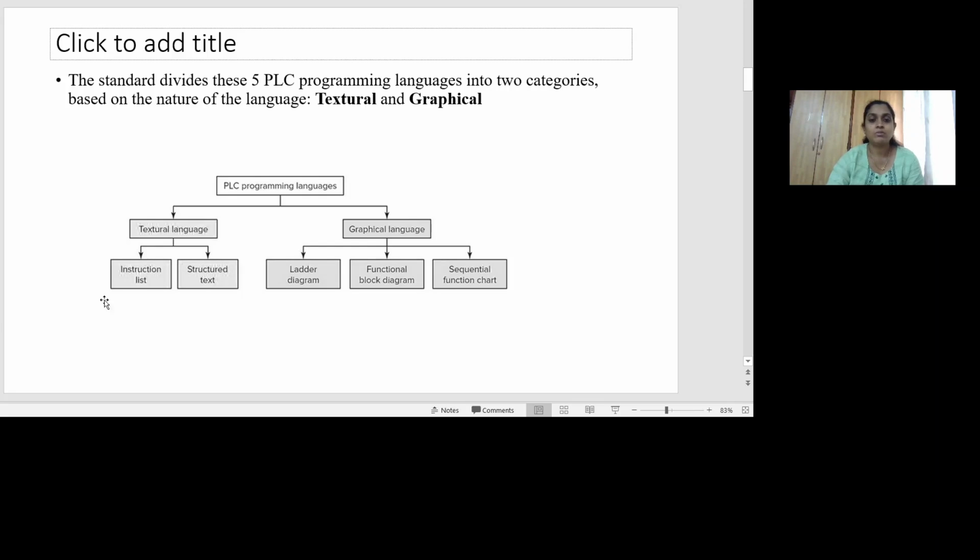We have textual based languages and graphical based languages. In textual based languages, we went through instruction list and structured text. In graphical based languages, we had ladder diagrams, functional block diagrams, and sequential function charts. In textual languages, we use text to program a PLC, whereas in graphical languages we use flow charts, ladder diagrams, logic diagrams, and block diagrams.